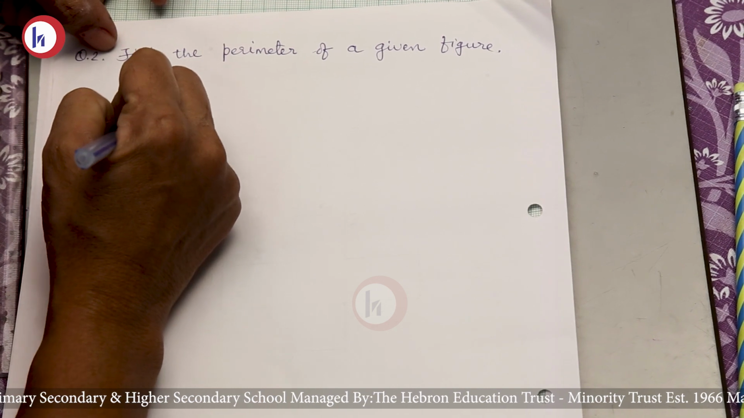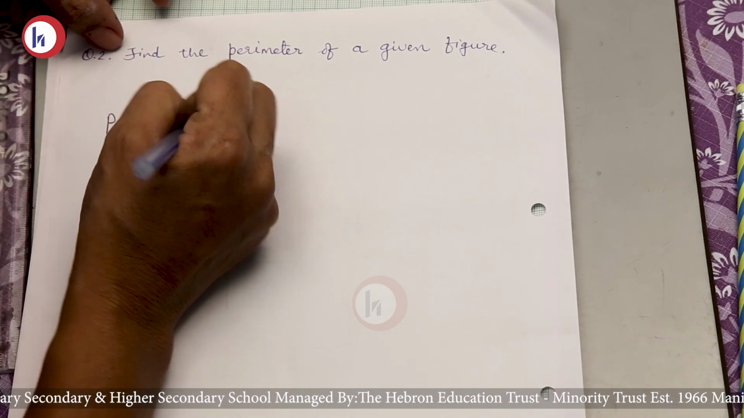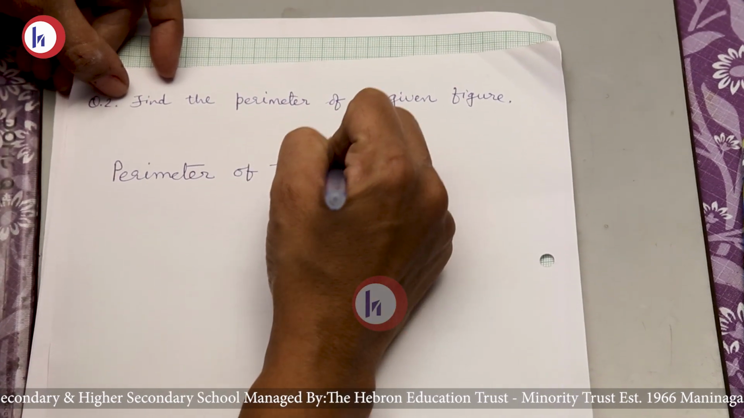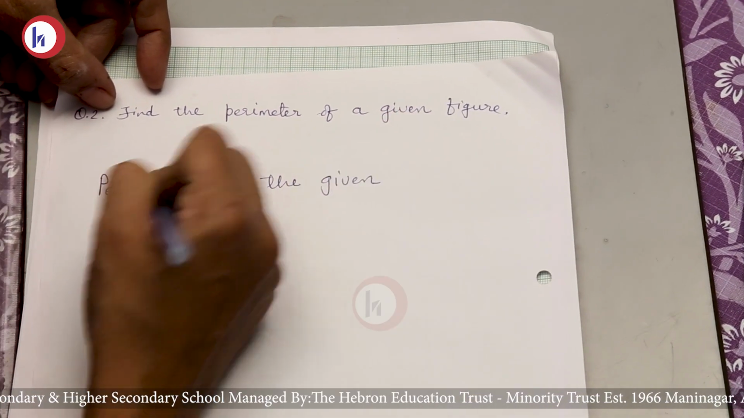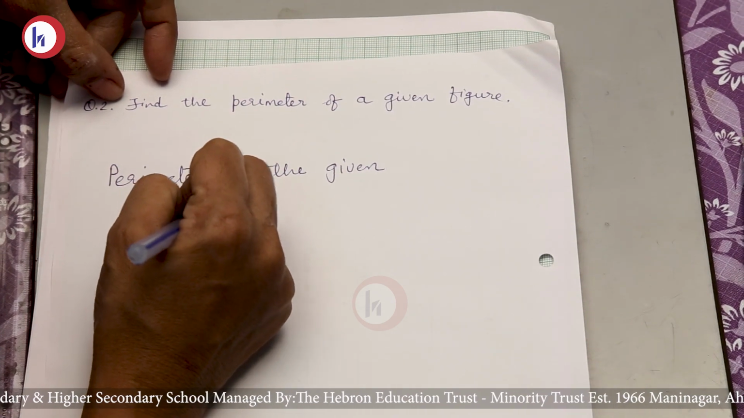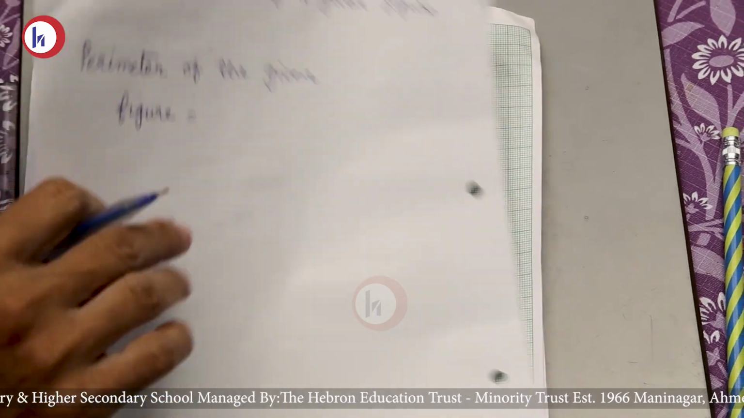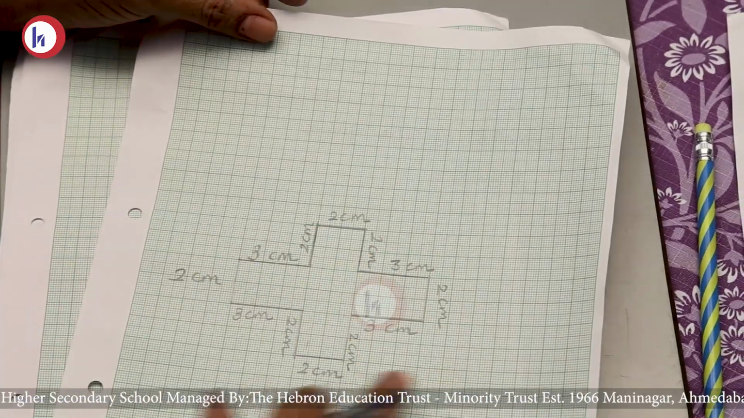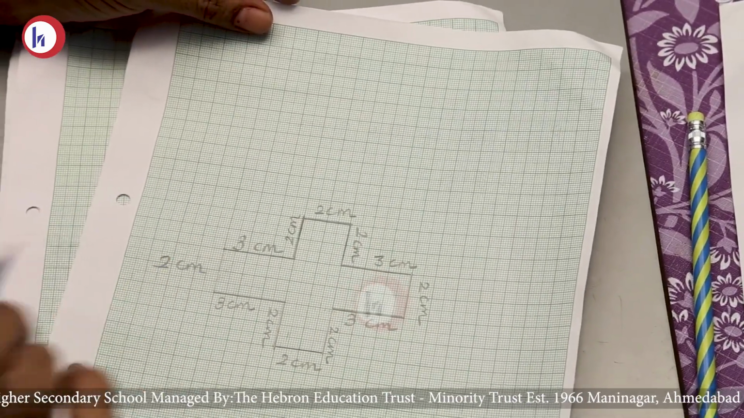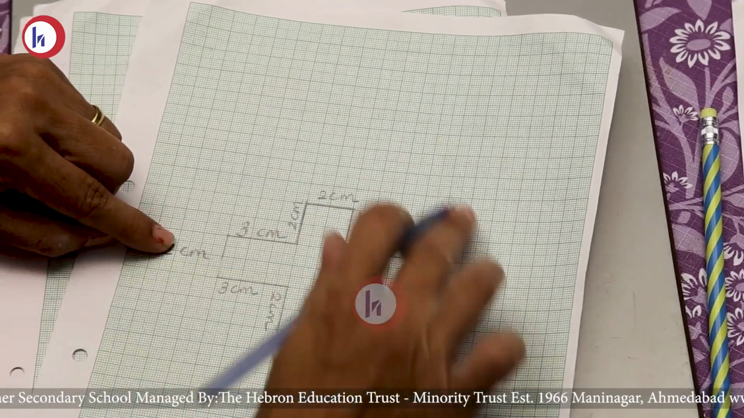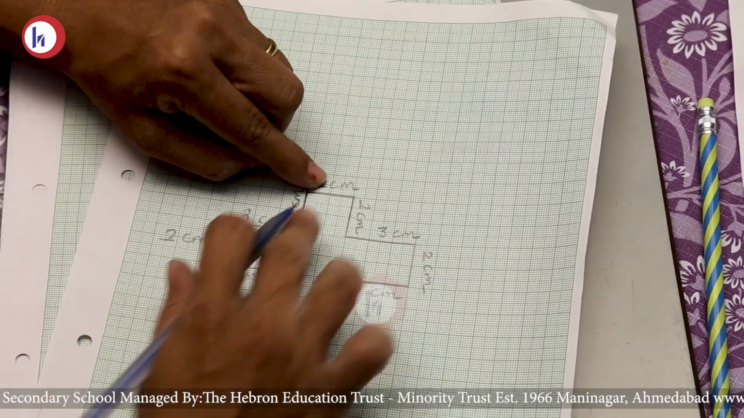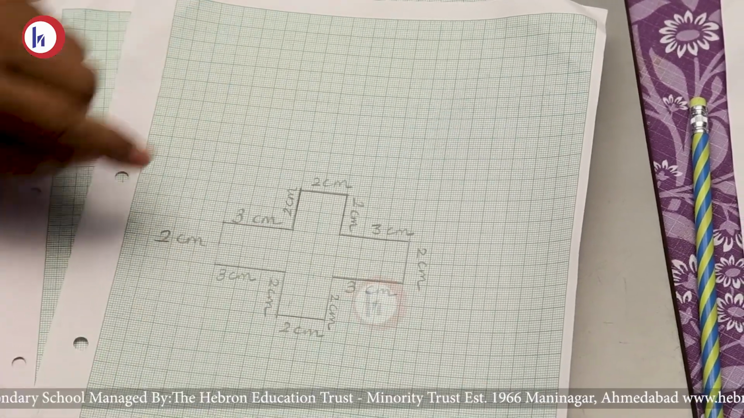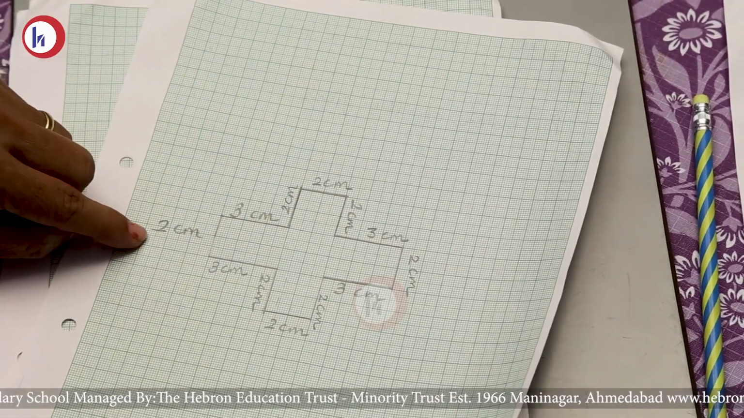Perimeter of the given figure is equal to, now come count. You can start from here, wherever you want to start you can start. But keep it in your mind, if you are starting from here, then you have to end till here. That means end point is here. So you have to keep it in your mind from where you are starting.